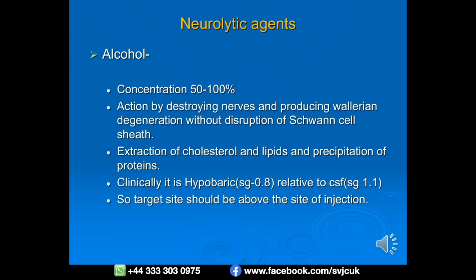What you need to remember in terms of alcohol, usual concentration used is 50 to 100%, and it acts by destroying nerves and producing Wallerian degeneration without disruption of Schwann cell sheath, extraction of cholesterol and lipids, and precipitation of proteins. Clinically, it is hypobaric with specific gravity of 0.8 relative to CSF, which has specific gravity of 1.1. So the target site should be above the site of injection.